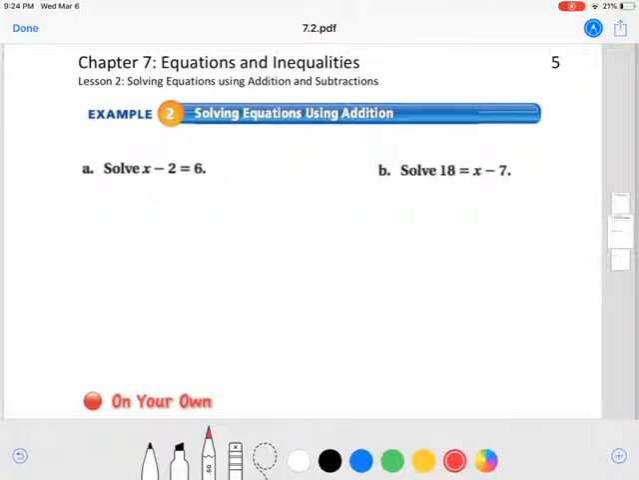And so the first thing that I like to think of when I'm solving equations is I like to use the expression undo the operation. I'm going to write this up here, and you guys should write this on your paper as well, just so you can remember. Undo the operation.